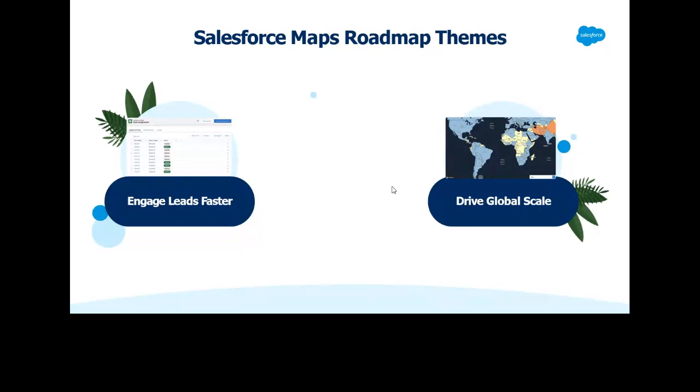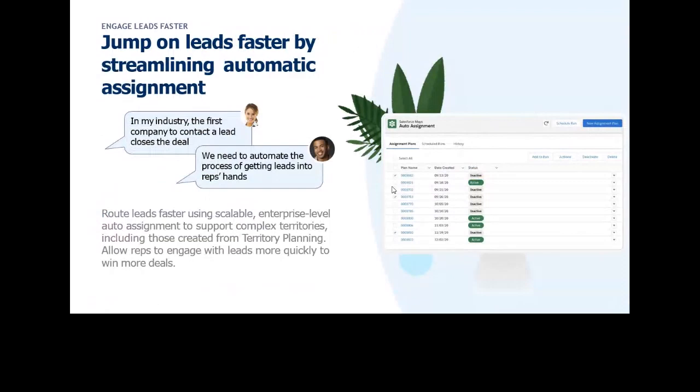So, jump on leads faster by streamlining automating assignment. Now, what does that mean? In most sales industries, it's very important that whichever sales rep first contacts their lead is most likely to close their lead, right? So now, with the help of Salesforce Maps, again, territory planning comes in over here.